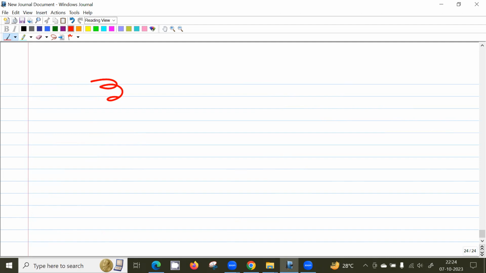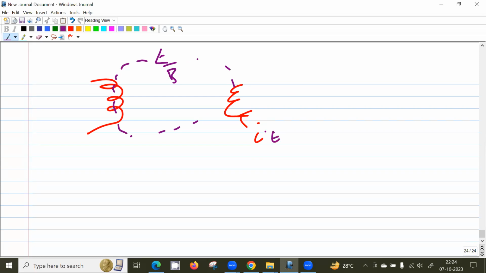See, this is one coil, and this is the second coil, and I pass a current I in this coil. Because of this, a magnetic field will be produced. Current in the solenoid will produce a magnetic field, and this magnetic field will link the second coil. These are the magnetic field lines. If this I is a function of time, then this B is also a function of time.